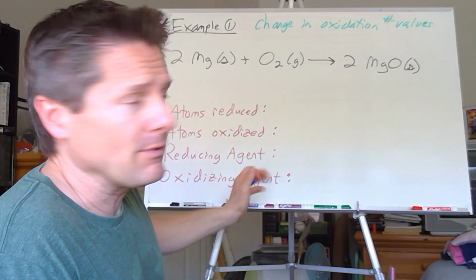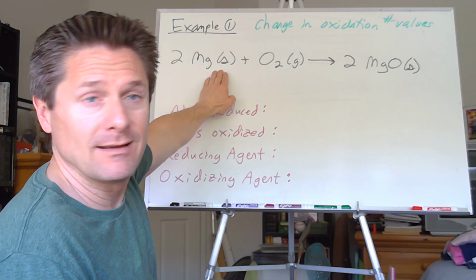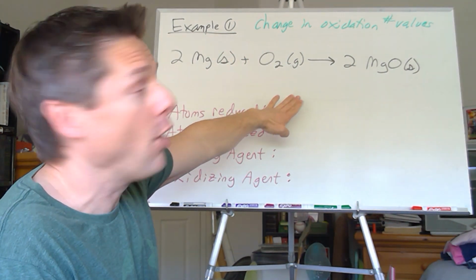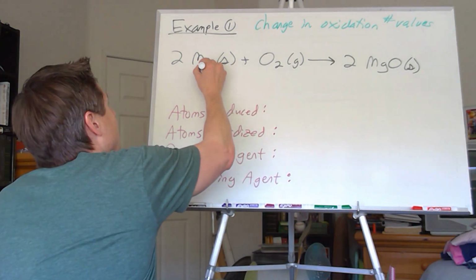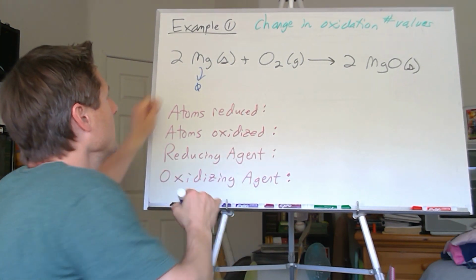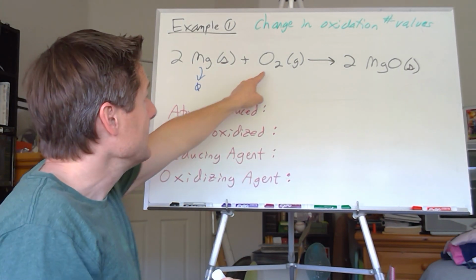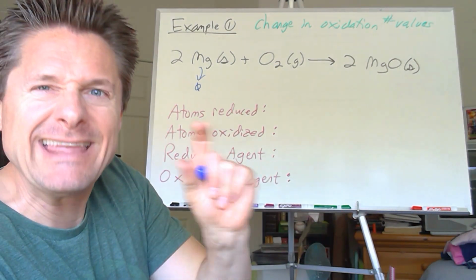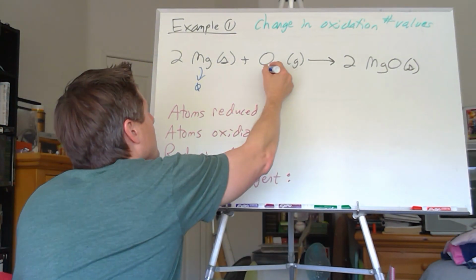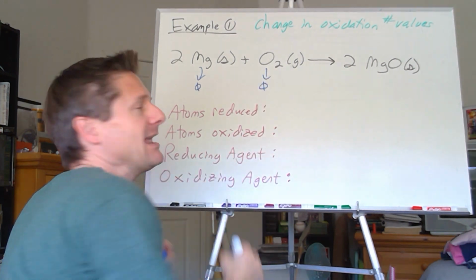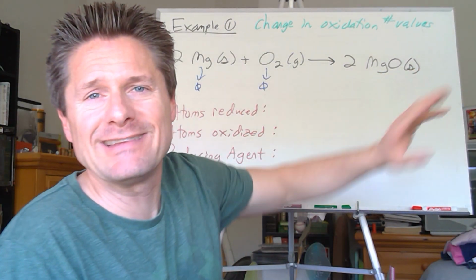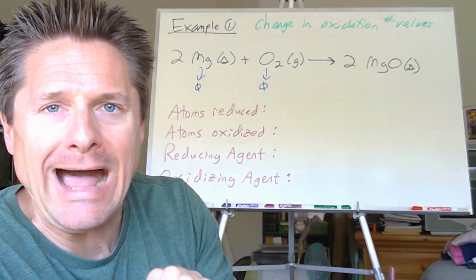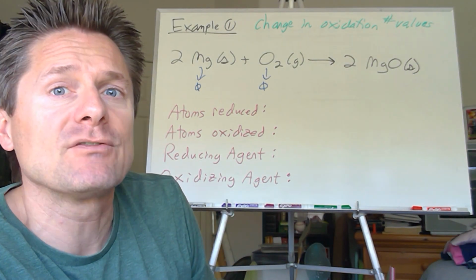Now remember the rules, right? Elements are always going to be 0, right? So magnesium solid, the same number of electrons as protons, so that has an oxidation number of 0, all of them. Same with each oxygen atom in the diatomic oxygen molecule. Those are all going to have oxidation numbers of 0. Now here you see the oxygen's in a compound, magnesium's in a compound. It's highly unlikely it's going to be a 0.